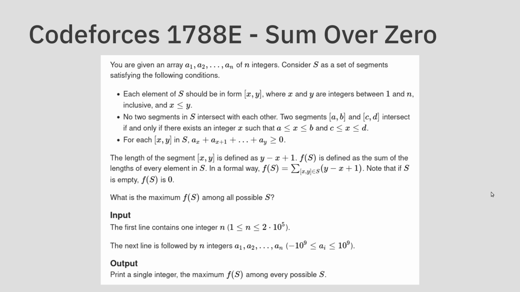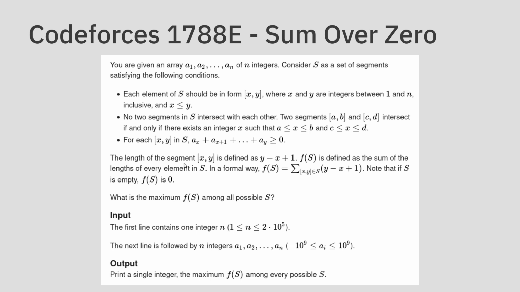So this is the problem from Codeforces, so let's go over it. So you're given an array of n integers, and let's consider S as a set of segments satisfying the conditions given below. So each element of S should be of the form x comma y, which is a pair. Each of them are between 1 and n, and the first is less than equals to the second. So no two segments in S intersect each other, so that is the second condition. Third one is that the sum of array elements in that range is greater than equals to 0.